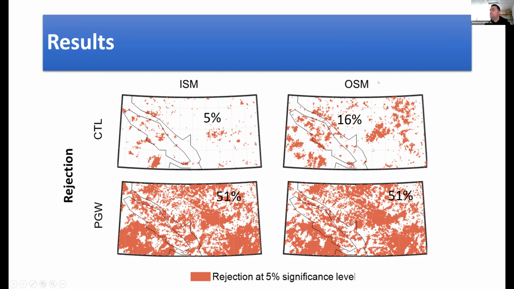Using outsample numbers, we reject it at 16% over the study area. However, for the pseudo-global warming period, the rejection is substantially higher compared to the control period, with approximately 51% in both ESM and the OSM numbers.